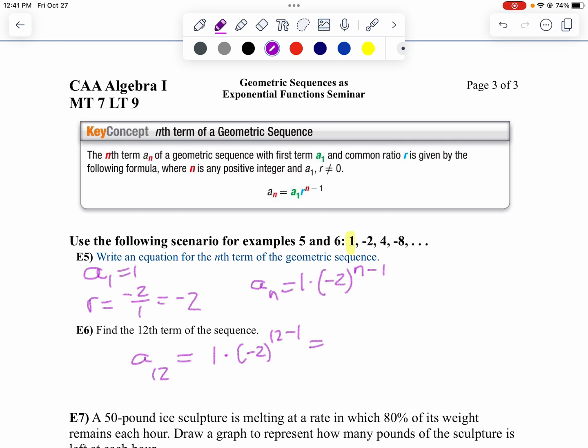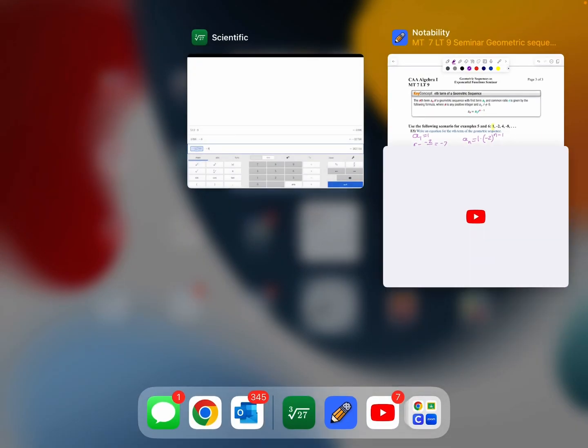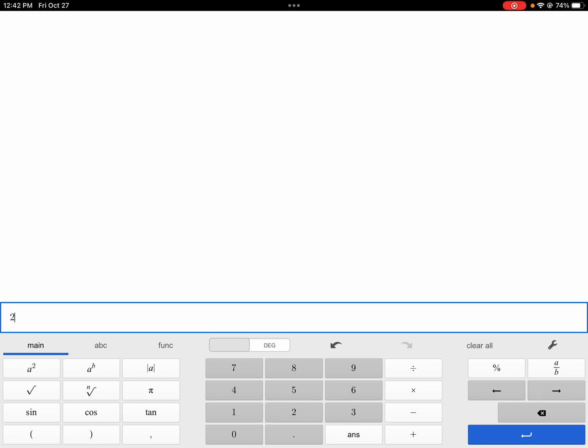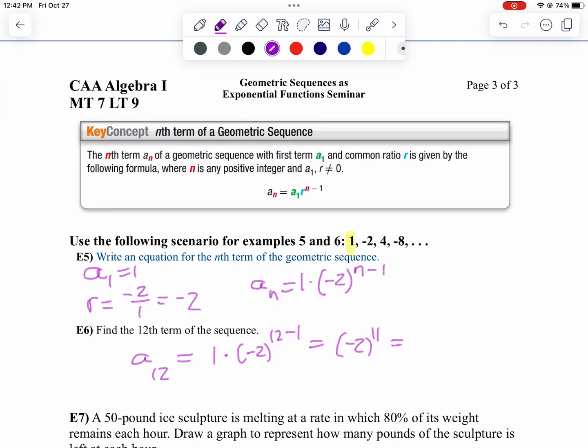So I can simplify that. That's negative 2 to the 11th power, isn't it? If I take a negative number 11 times, my answer is negative. So on my calculator, I'm just going to take 2 to the 11th power, and notice that's negative. So I'm going to get negative 2,048. Let's take a look at the next one.